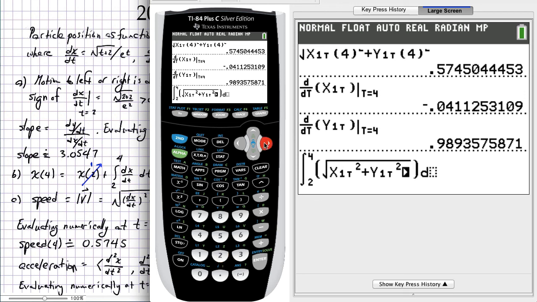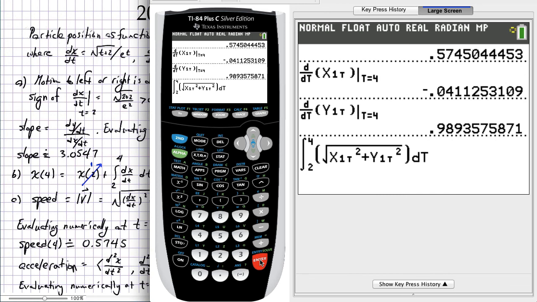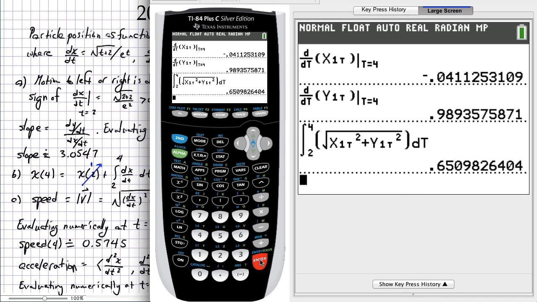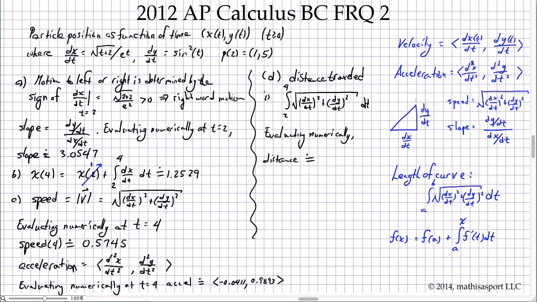Our variable of integration is t. Away we go. It's thinking. 0.6509. And there were no units, so we'll just leave it unitless. Again, I hope this gives you a better sense of how to handle parametrics.